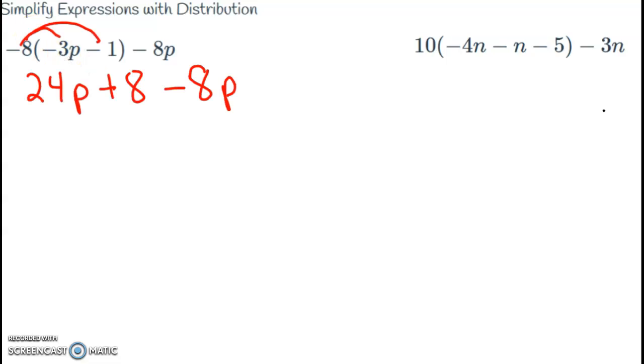Alright, so we're going to distribute that -8 times -3. We get a positive. Negative times a negative is a positive 24p, and then negative times a negative is a positive, and then 8 times 1 is 8. And then I just bring down this -8p. We only distribute to everything inside the parentheses.